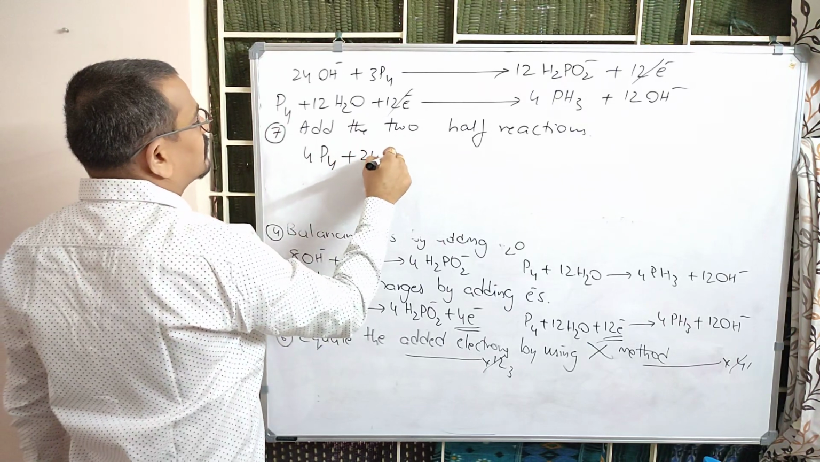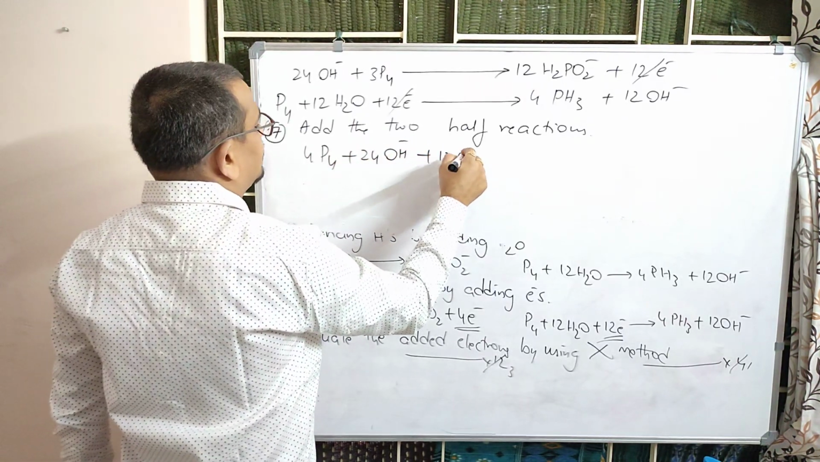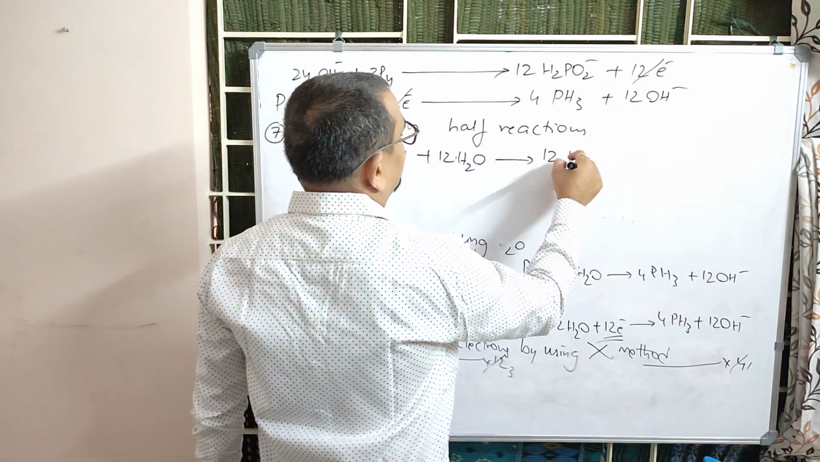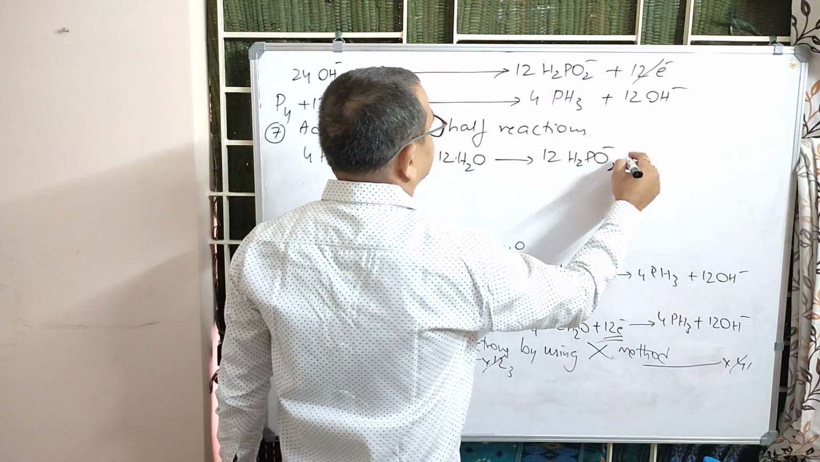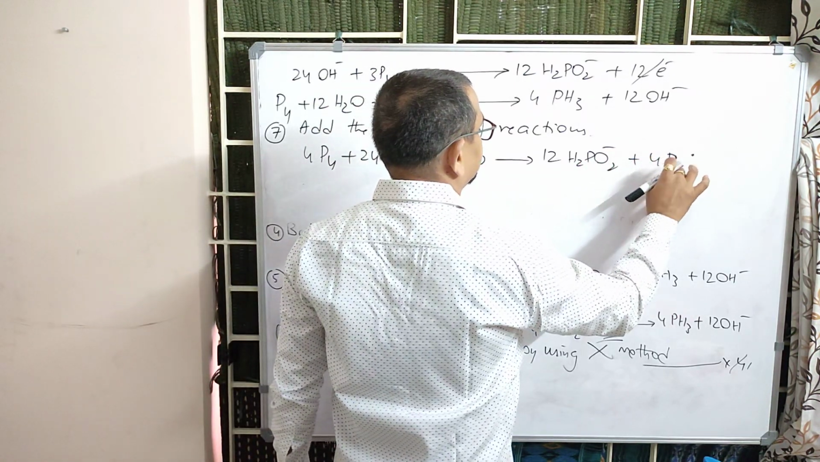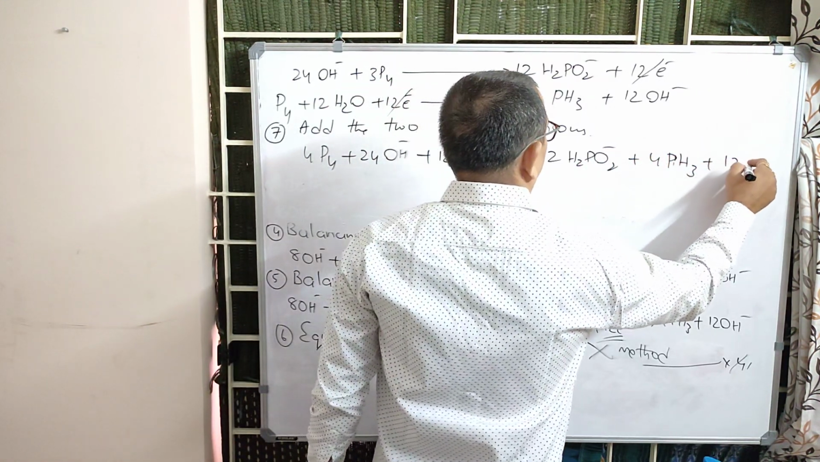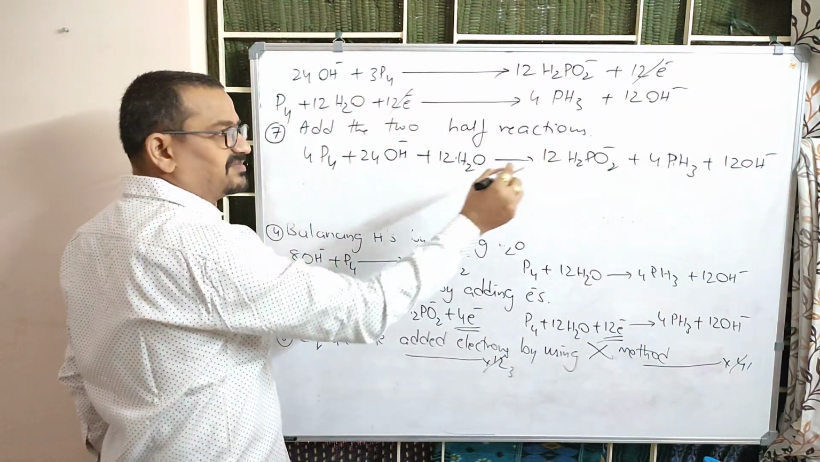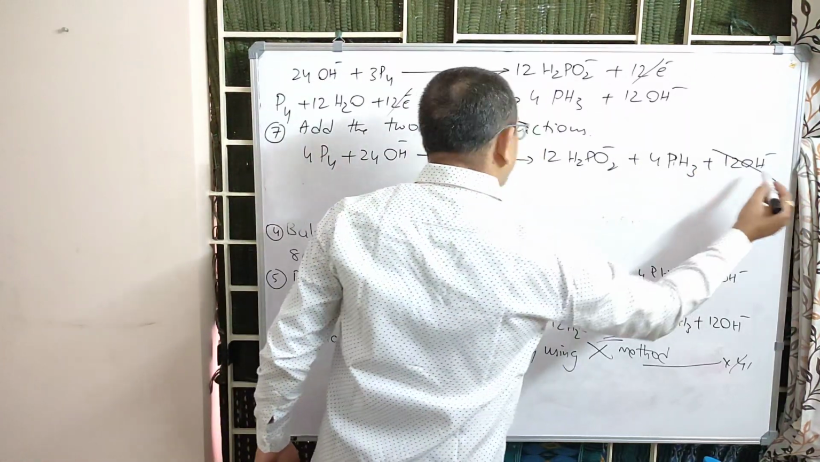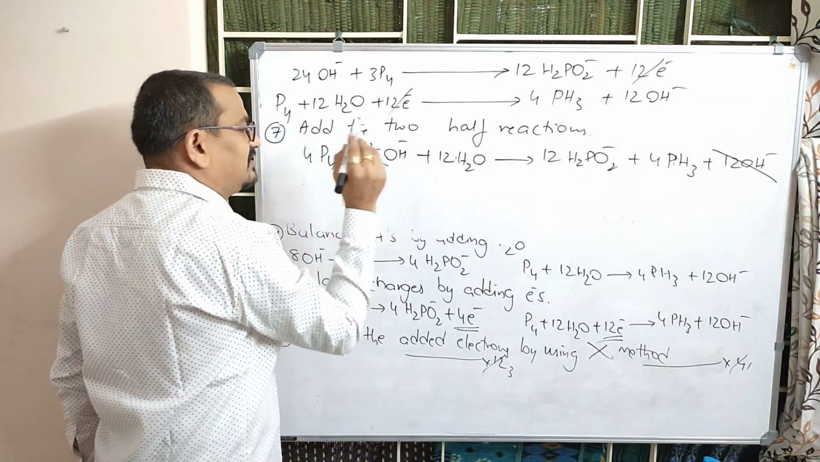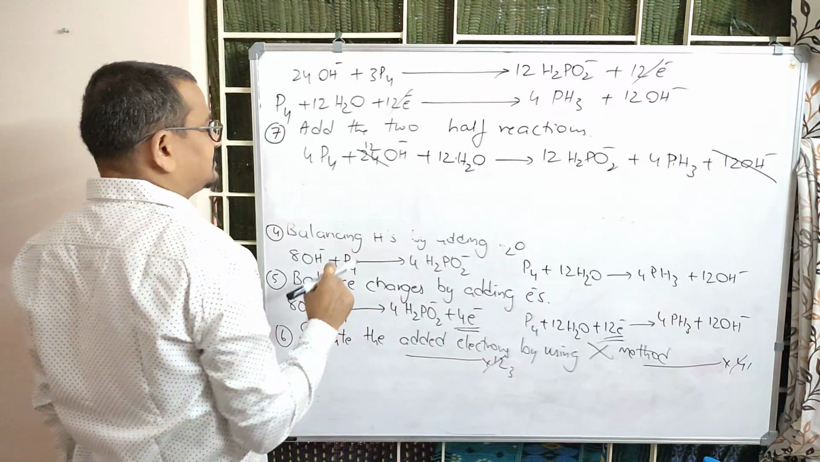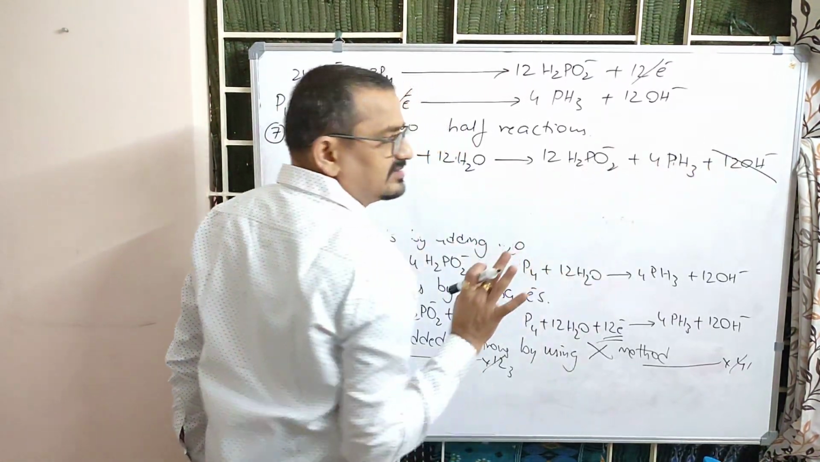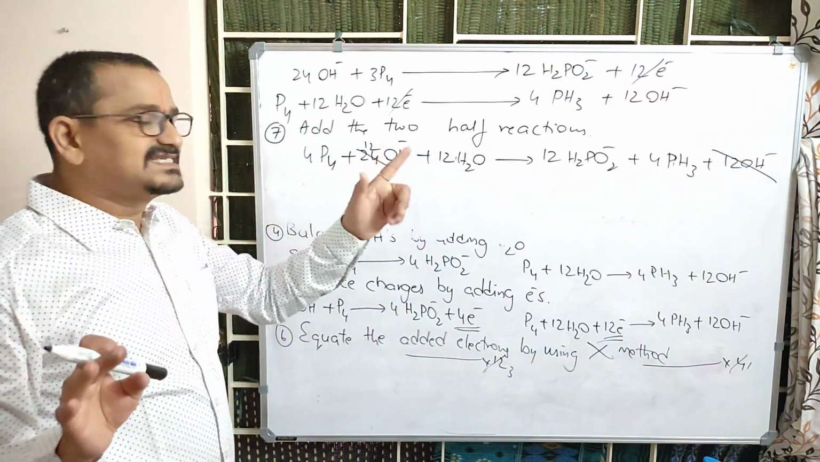4P4 plus 24 OH minus plus 12 H2O plus 12 H2O giving rise to 12 H2PO2 minus plus 4 PH3 plus 12 OH minus. Still there is something to cancel. See, here 24 OH minus, there 12 OH minus. 12 and these 12 will be cancelled out. And one more thing: this is divisible by 4. So all coefficients are divisible by 4.